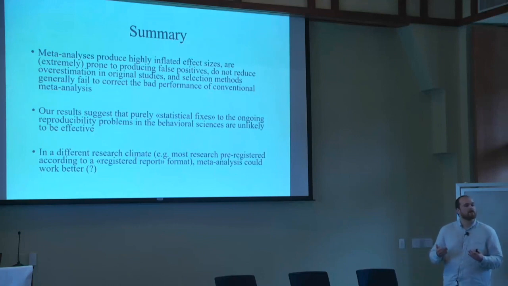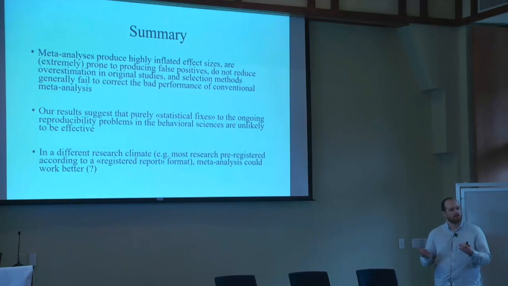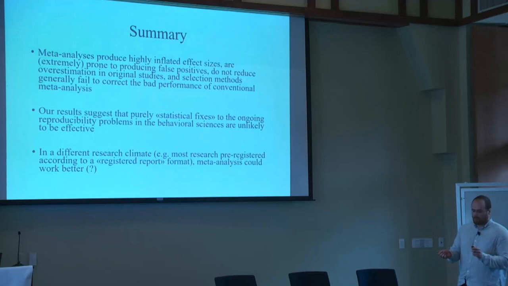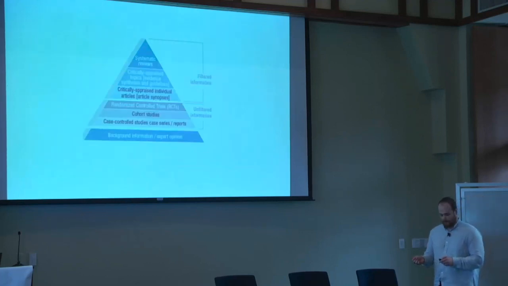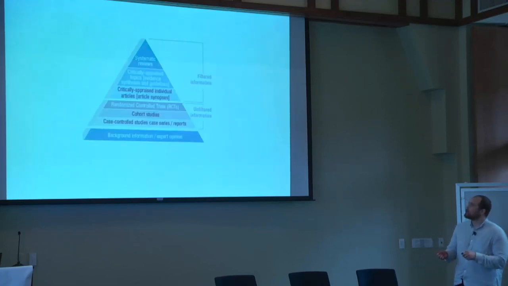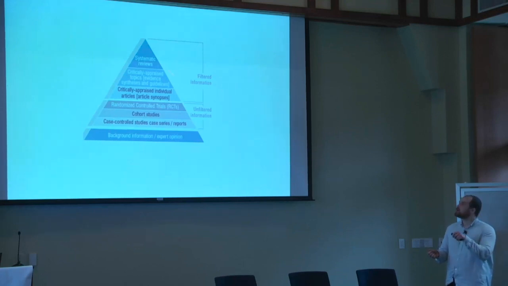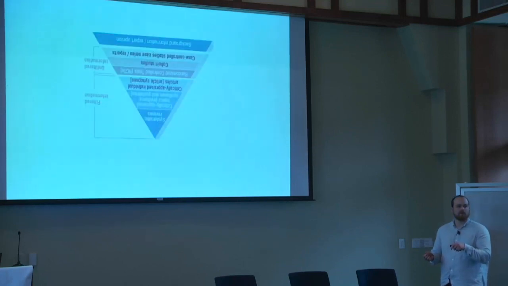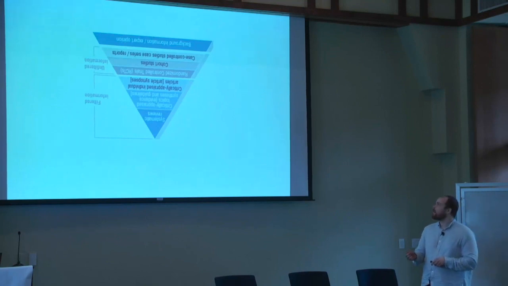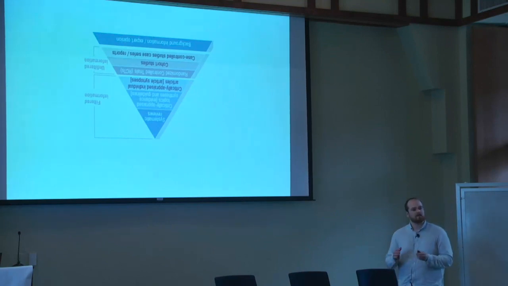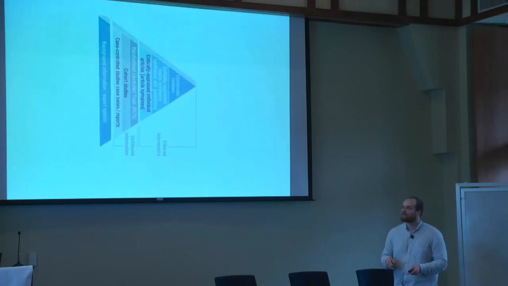But it could be that in a future climate where more research is pre-registered, meta-analysis could start working better. I don't know. But back to this pyramid. I'm a bit tempted to say that this pyramid should be flipped around, but I'm going to be more careful and say that at least we shouldn't put meta-analysis in a prominent place compared to other methods, so instead I'll just flip this pyramid to the side.